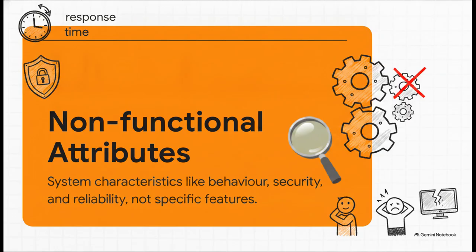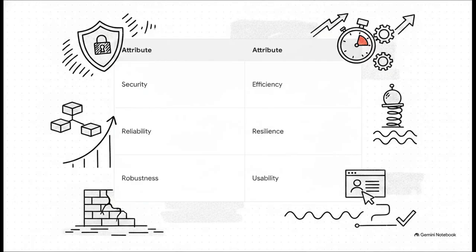Notice that this is not about specific features or buttons. Users might be slightly annoyed if a specific feature is missing, and they might even find a workaround. But they absolutely cannot work around a system that crashes constantly, or one that takes 10 minutes to load a single page. The non-functional attributes define the true underlying behavior of the system. According to the textbook, these attributes are the true measures of subjective software quality.